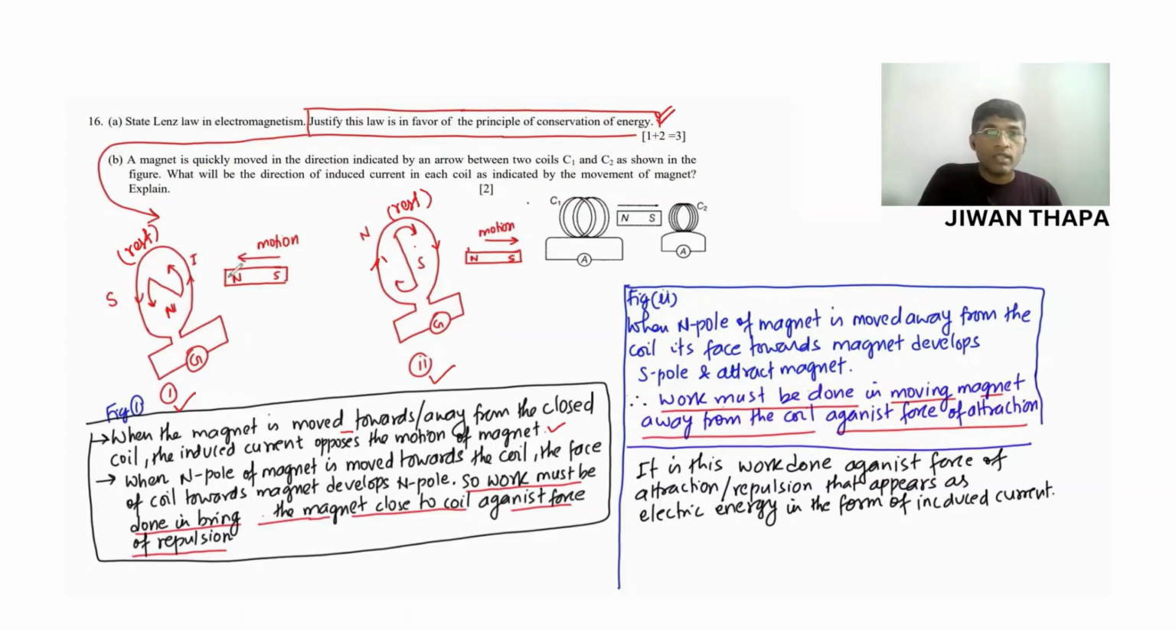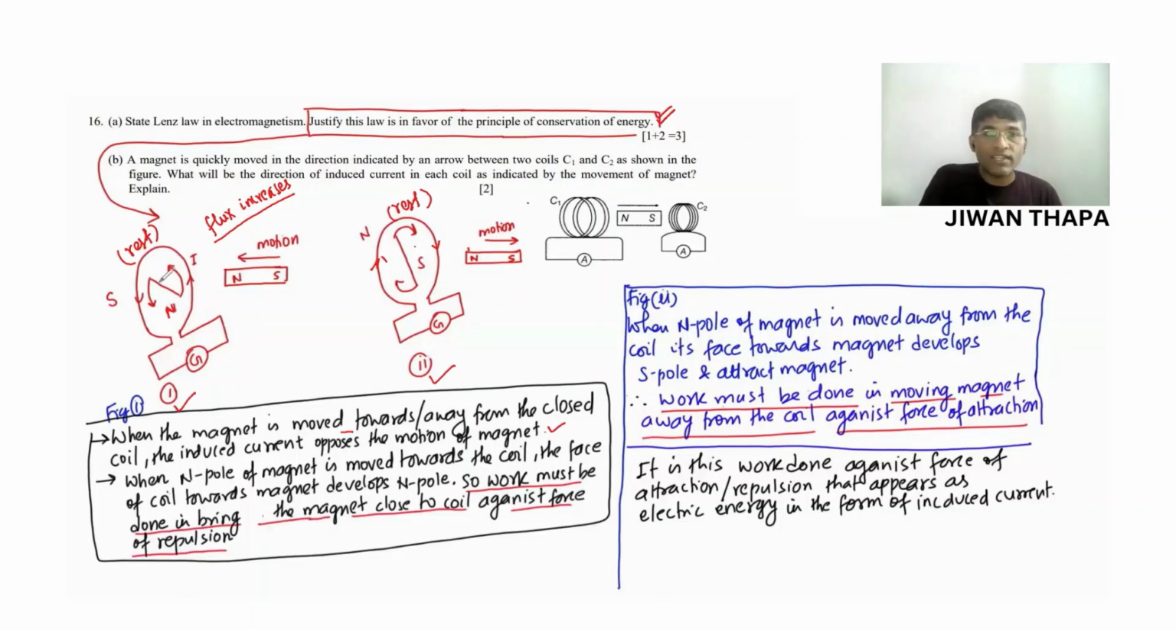Clear? Now, let us come to figure 1. When the north pole of the magnet is moved towards the coil, what do we find? The flux passing through the coil increases, because we are moving the magnet towards the coil. Now, the induced current set up in this coil opposes the increase in flux. That is, the induced current opposes the inward motion of the magnet. So inward motion is opposed.